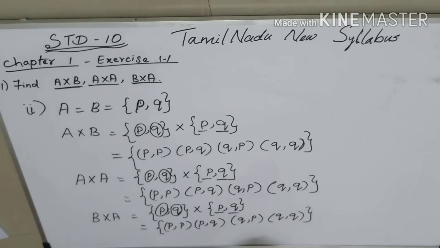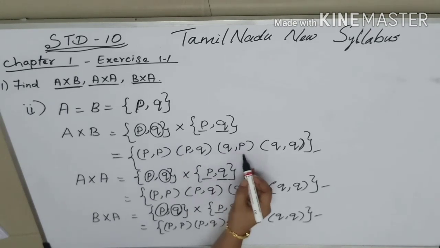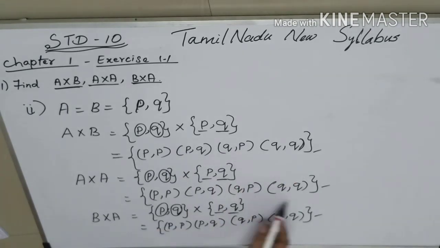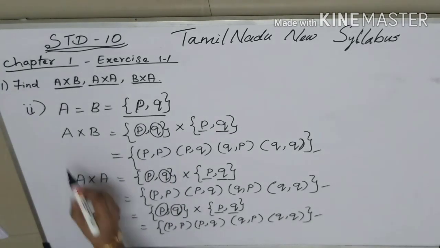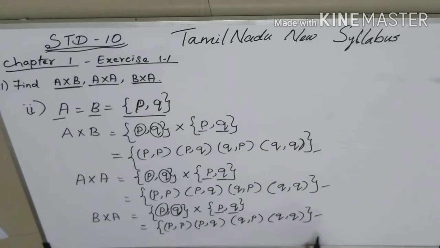So just you can check your answers. So everywhere it is the same one. pp, pq, qp, qq. So everywhere the answer will be same because of your question. It is {p, q}. Both A and B is same, therefore the answers will be same. So with this your second part is done.